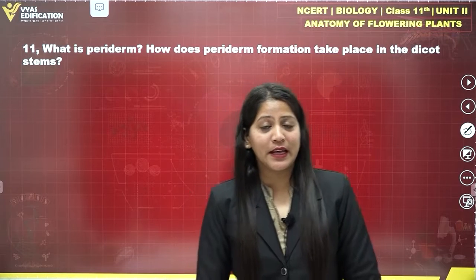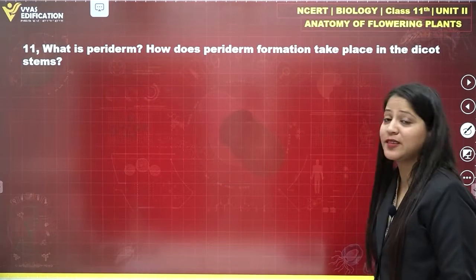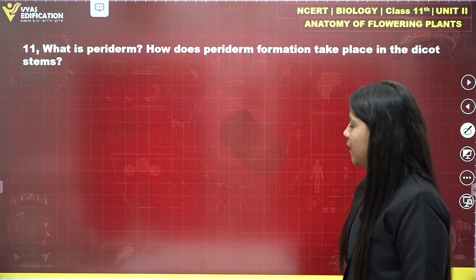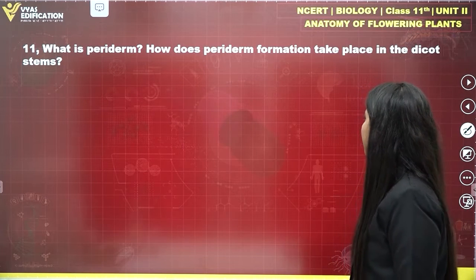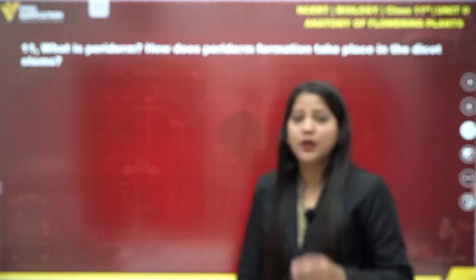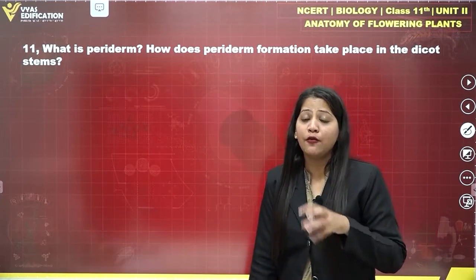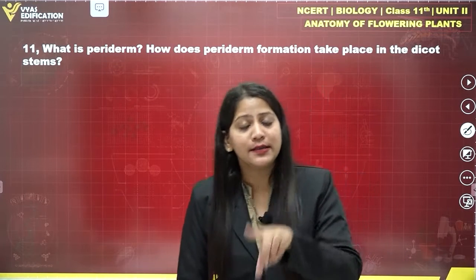So let's talk about the next question, that is question number 11, which is the second last question of this chapter. And this question is asking, what is periderm? How does periderm formation take place in the dicot stems? So we have been asked about what is periderm and how the periderm formation takes place in dicot stems.